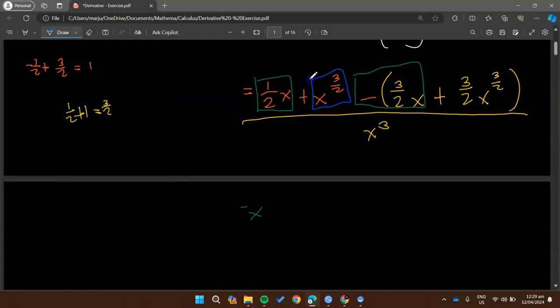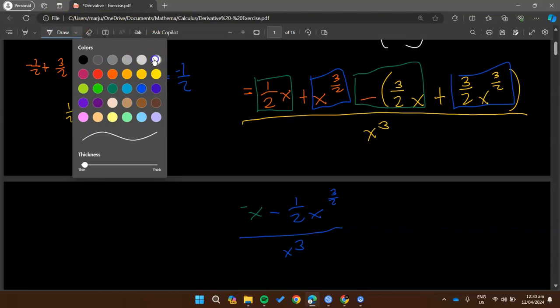And next we have this one and this one. Again, be careful of the sign. That's minus, right? What is 1 minus 3/2? That is just negative 1/2. So we will have now minus 1/2, and then just copy x raised to 3/2, and everything is all over x cubed. Alright, now we are going to simplify further.